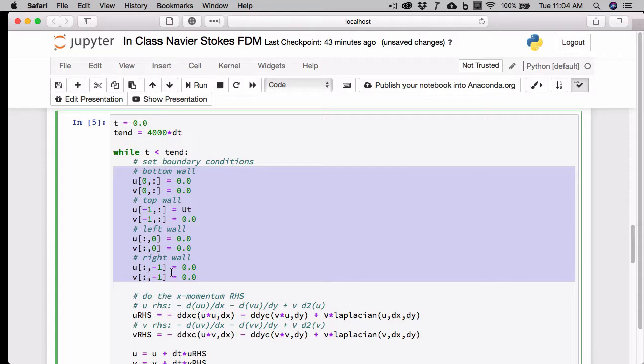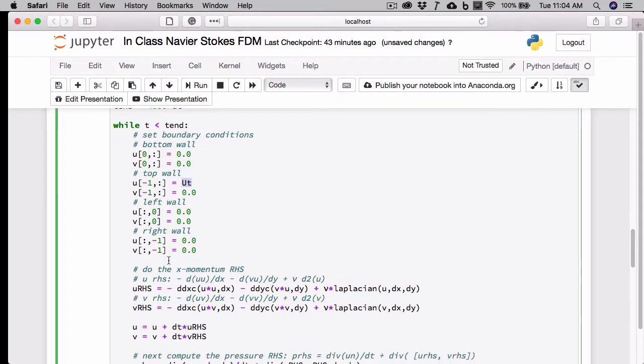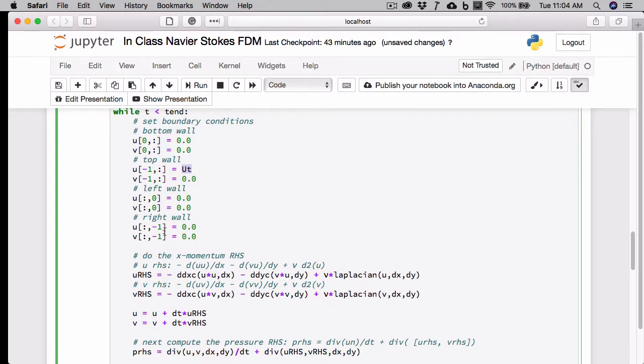Okay, you have those notebooks open? Okay. So bottom wall, u and v equal 0. Top wall, u is equal to ut, the top velocity, and v is equal to 0. Left wall and right wall, u and v also equal 0.